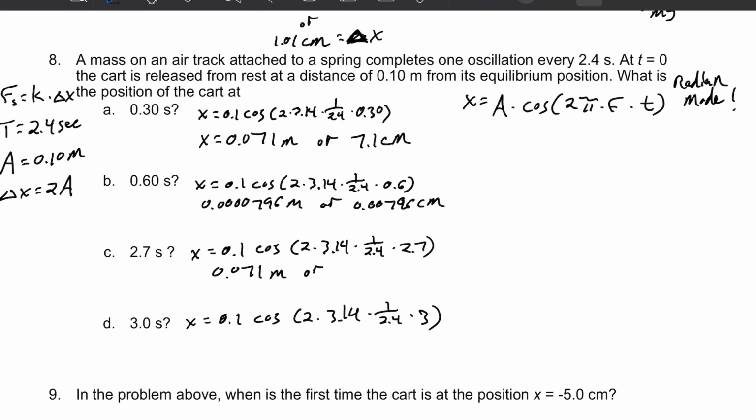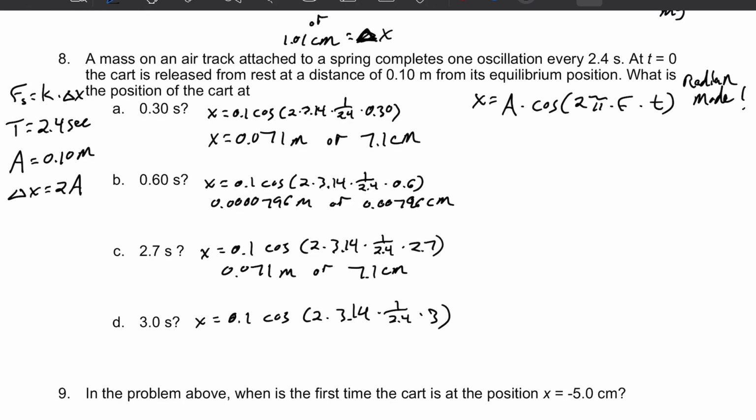For C, we got 0.071 meters or 7.1 centimeters. And then when we get D, we would have 0.1 cosine of 2 pi times 2.4 x to the negative 1 times 3. And that gets us 0.000398 meters. Multiply it by 100, and we get 0.0398 centimeters.